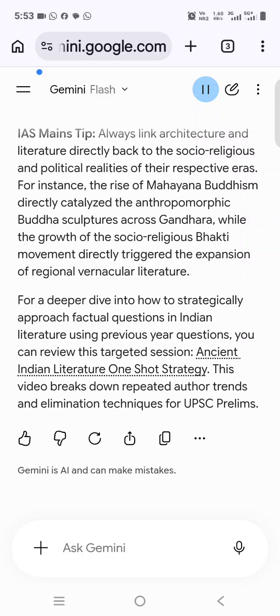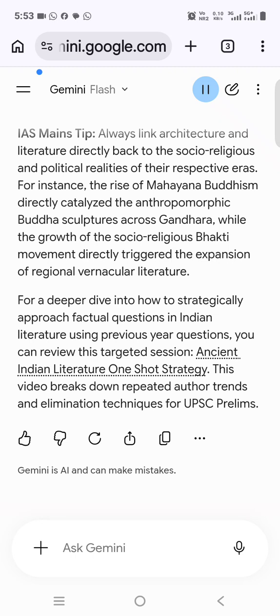requires a strong grasp of structural evolution and direct correlation to the socio-political context of the era. This high-yield, structured breakdown of literature and architecture traces their evolution from ancient to modern times. 1. Evolution of Indian architecture. Indian architecture transitions from early, highly uniform civic engineering to religious structural designs, culminating in the composite, modern styles of the colonial and post-independence eras.